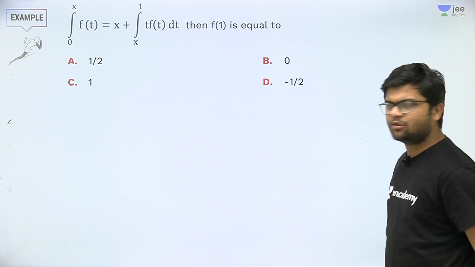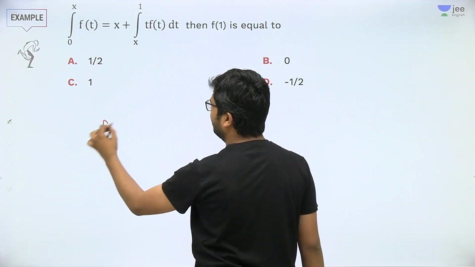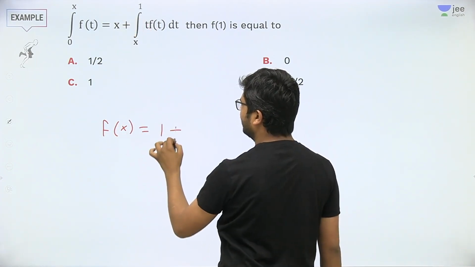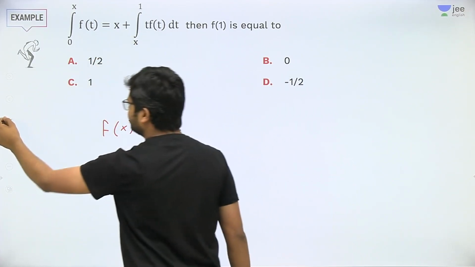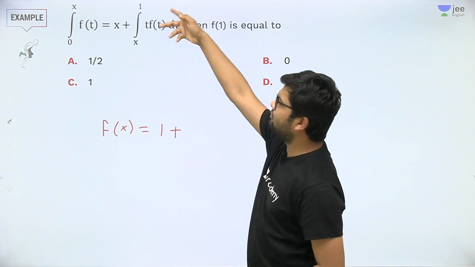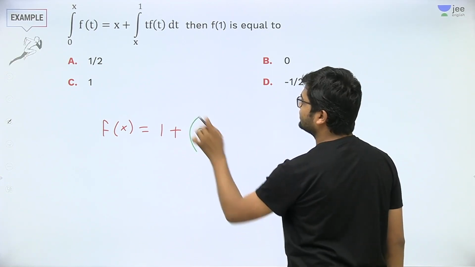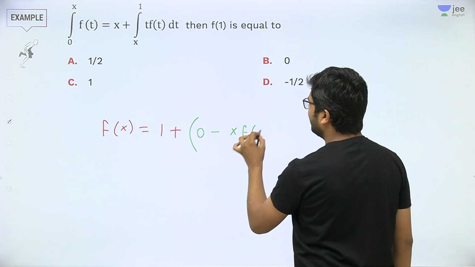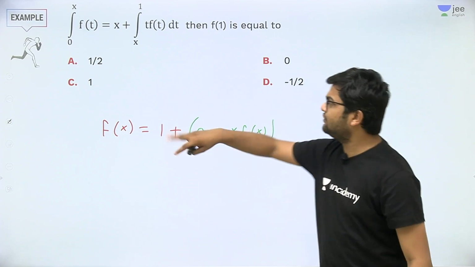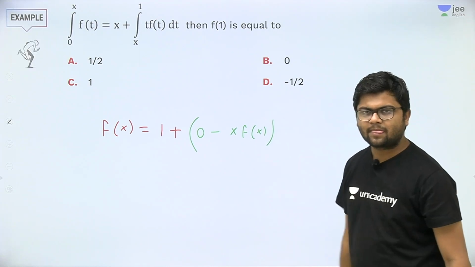So differentiate this equation on both sides. If I differentiate it using Leibniz rule, the left hand side will become f(x), and on the right, the derivative of x becomes 1, and the derivative of this integral by Leibniz rule will come as 1 into f(1) and derivative of 1. The derivative of 1 is 0, so that will not contribute, minus x into f(x), and the derivative of x is 1. You got my point now, that this is the equation after differentiating this integral using Leibniz rule. Got my point?